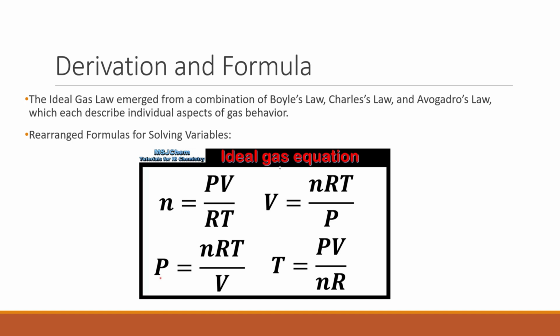The ideal gas law came from a combination of several earlier gas laws, each describing one aspect of gas behavior. The first one is Boyle's law. It says that pressure and volume are inversely related when temperature is constant. If the pressure goes up, the volume decreases and vice versa. The second one is Charles' law. It shows that volume and temperature are directly related when pressure is constant. If the temperature increases, so does the volume.